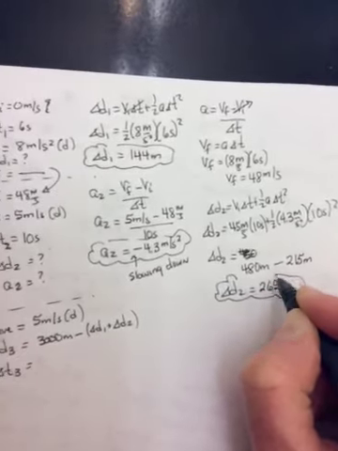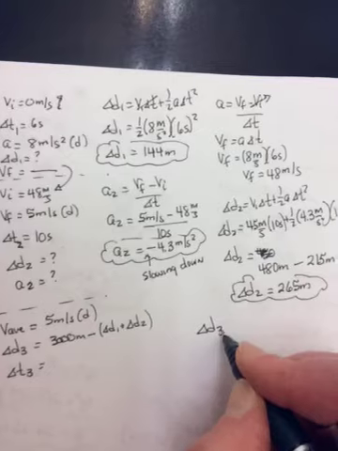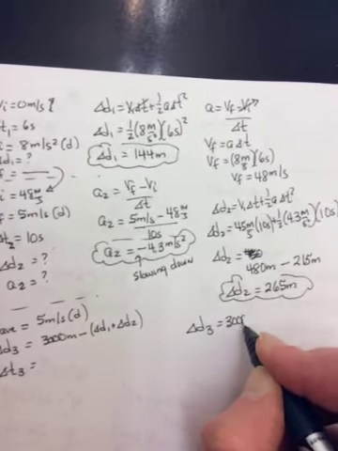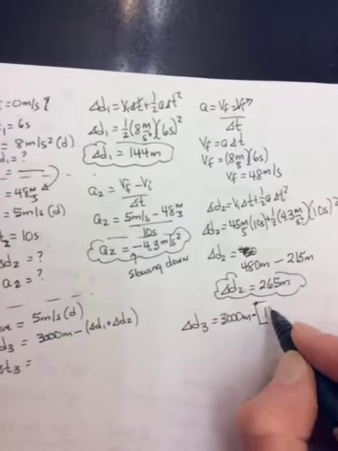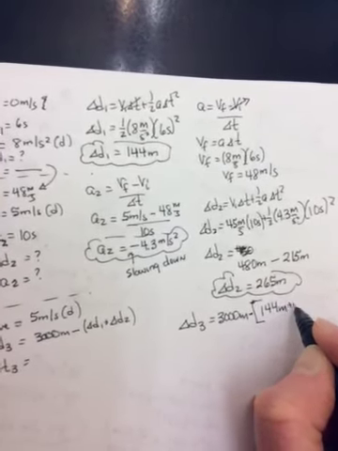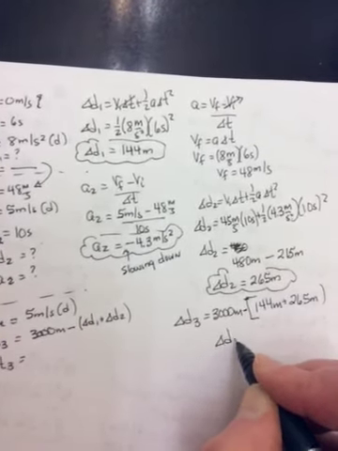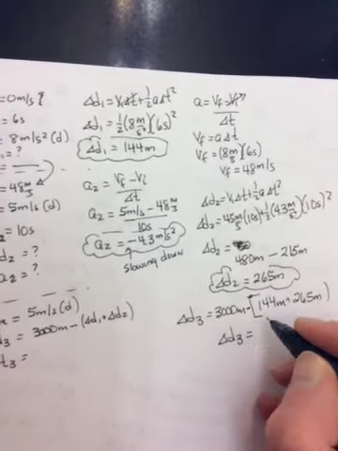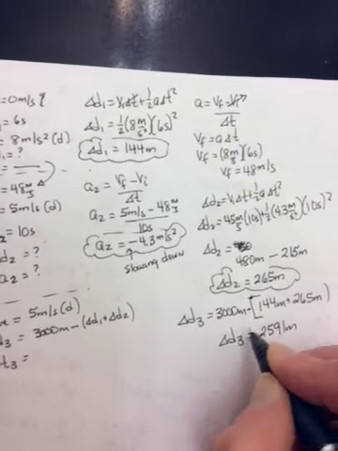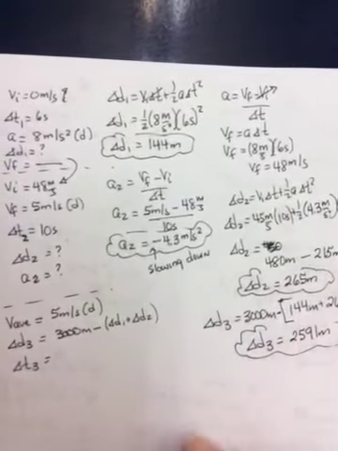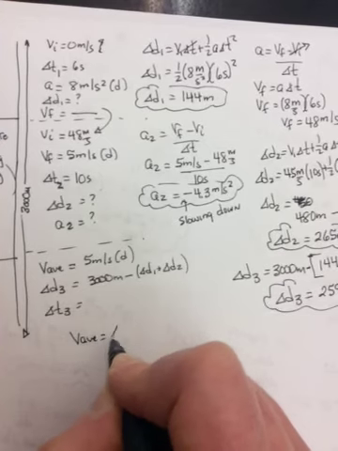So we have our D2. Now that we have our D2, we can find our D3. D3 is just equal to 3,000 meters minus, bracket, 144 meters plus 265, because it tells us in the question the whole thing is 3,000 meters. So D3 is going to be 2591 meters.